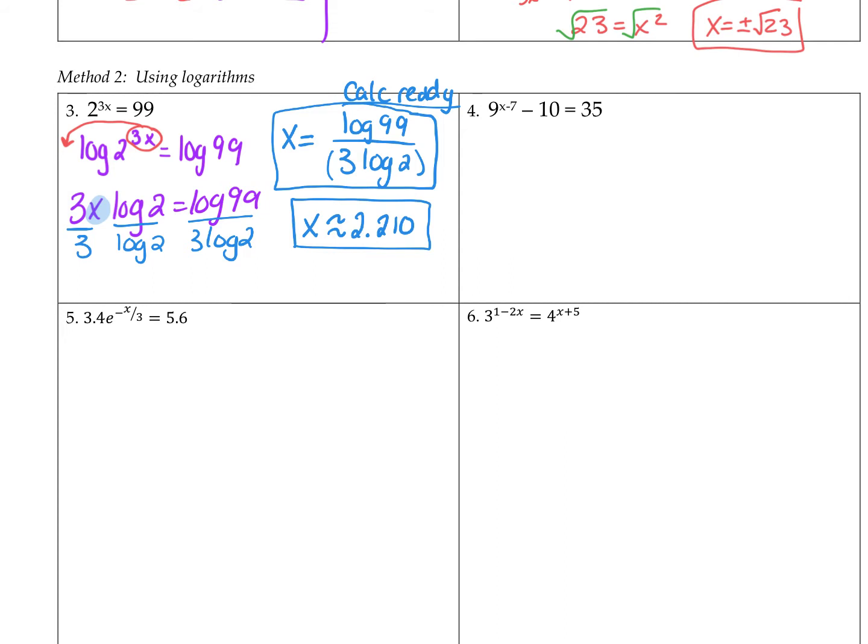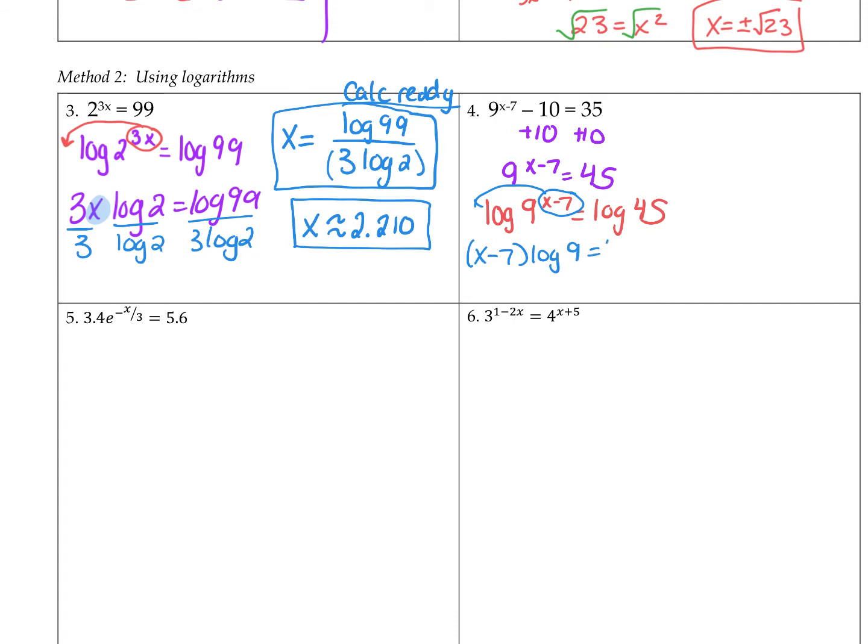In number 4, the first thing I want to do is get my value with the exponent alone. So I'm going to add 10. Then similarly to before, I'm going to take the log of both sides. And this will bring this exponent down in front. So I'm going to have x minus 7 times log base 10 of 9, and log of 45. So first thing I'm going to do is divide this log 9 to the other side. And what that'll leave me with is x minus 7 equals log of 45 over log of 9.